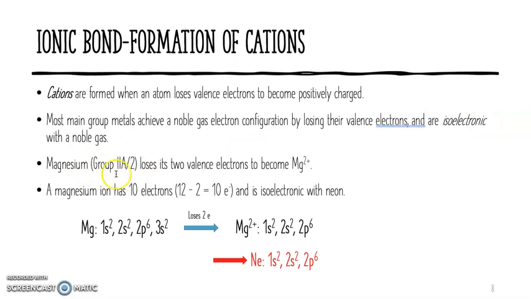Now magnesium, which belongs to group 2, can lose 2 valence electrons to become magnesium 2 plus, and you also learned this in the previous chapter. The magnesium ion now only has 10 electrons because it lost 2 from a total of 12. Now it only has 10 electrons, and therefore it is isoelectronic with neon. If you write the electron configuration, magnesium is 1s2, 2s2, 2p6, 3s2. It loses 2 electrons, and it becomes 1s2, 2s2, 2p6. It's the same electron configuration as neon.